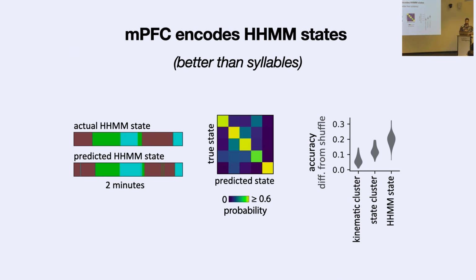Does that answer your question? Yeah, so sort of half on, half off, and you have five states, so the chance level would be 0.2. Yeah. Okay.